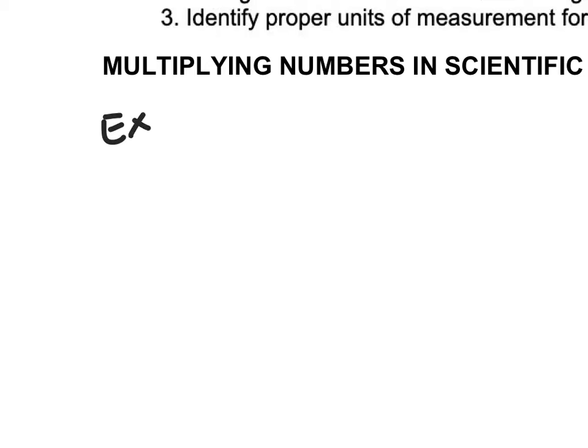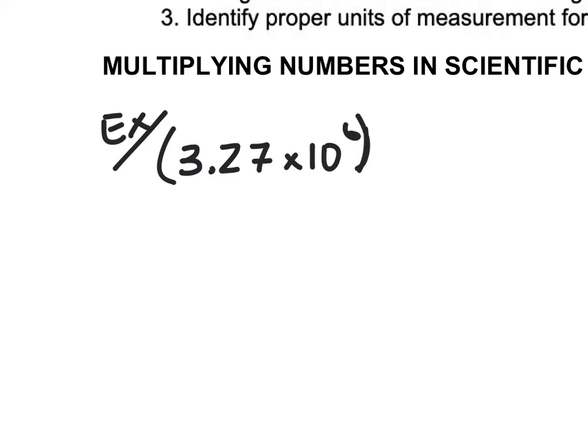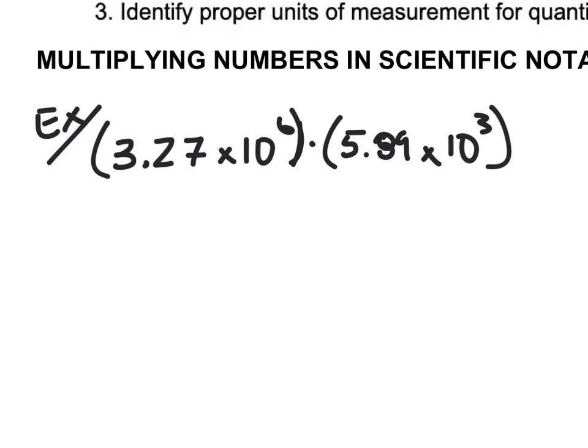I'm just going to make up random numbers. I'm going to take 3.27 times 10 to the 6th power, okay? And I'm going to multiply this number by another number, which is going to be 5.89 times 10 to the 3rd, okay? When I'm multiplying two numbers within scientific notation, I want to multiply my numbers out front first, okay? And then I will multiply my secondary numbers second, okay?